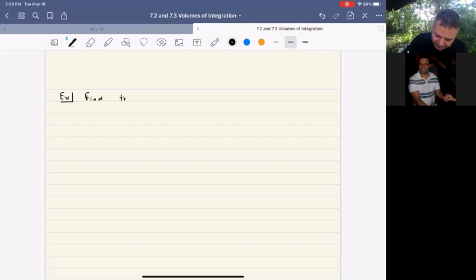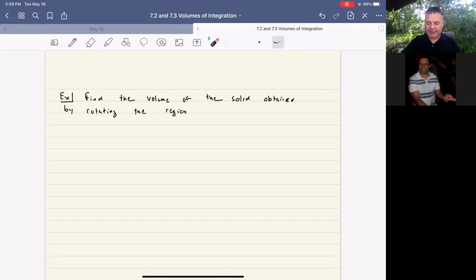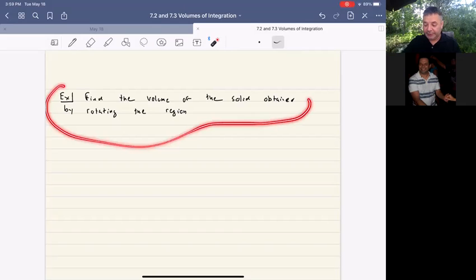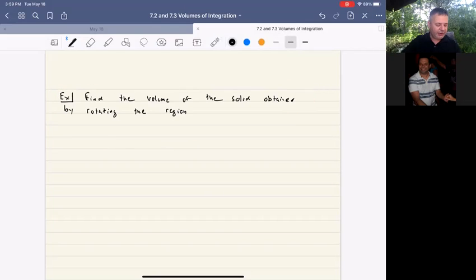Find the volume of the solid obtained by rotating the region. So almost all the questions in this section are going to be of this type, okay? And then it's just going to be what region and around what axis.